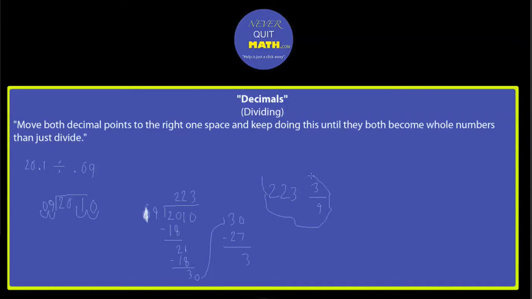Let's get the circle. Then there we go. 223 and 3/9. Let's try one more right up here and let's see how it works.